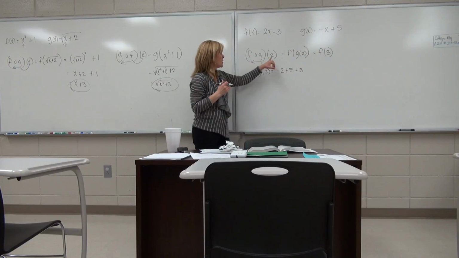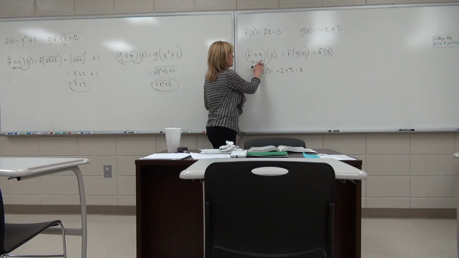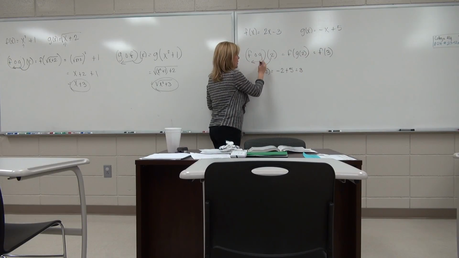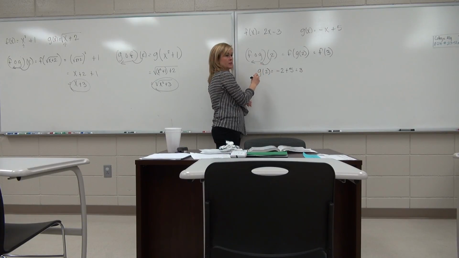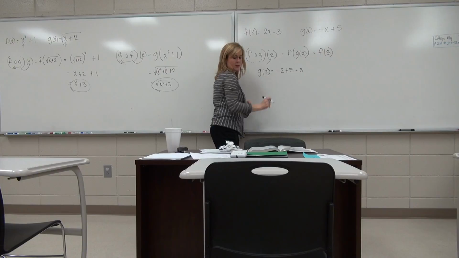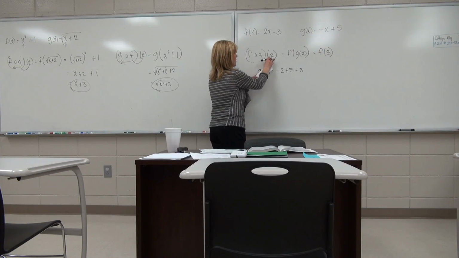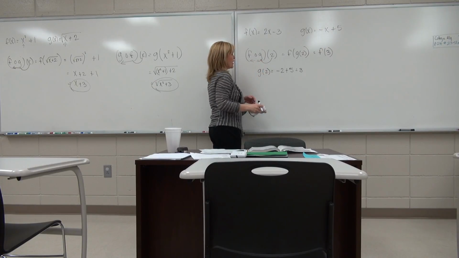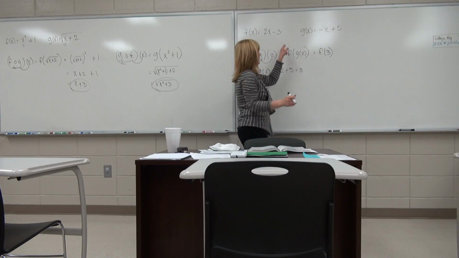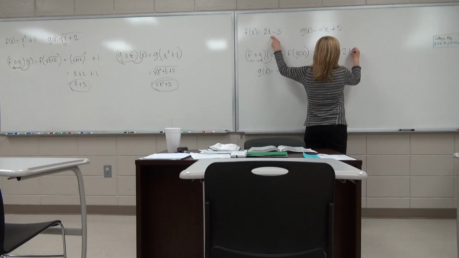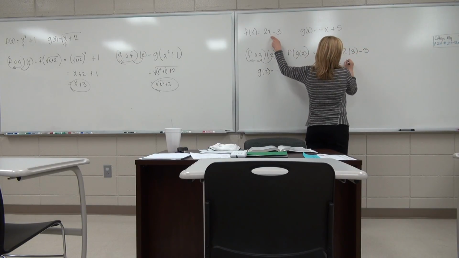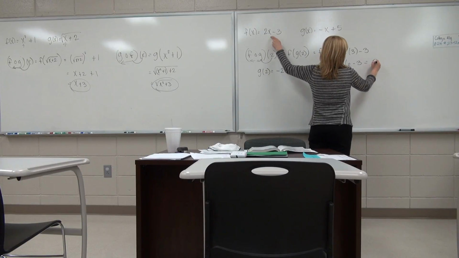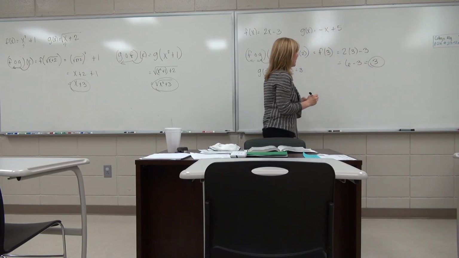It's walking backwards. Plug the 2 into the g, get the answer, and plug the answer into the f. So you just put the 3 into the 2 times x minus 3. You put the 2 into the g, get an answer, and you put the answer into your f function. So then I'm going to have 2 times 3 minus 3, or 6 minus 3, which is 3. So my answer is 3 there.